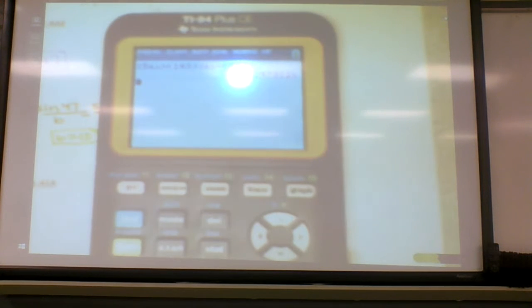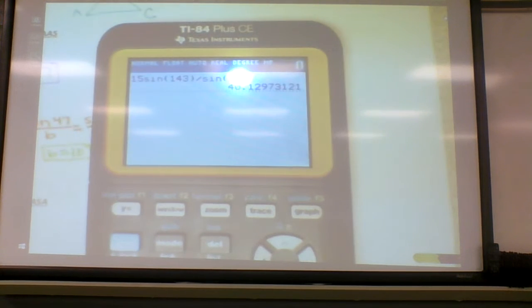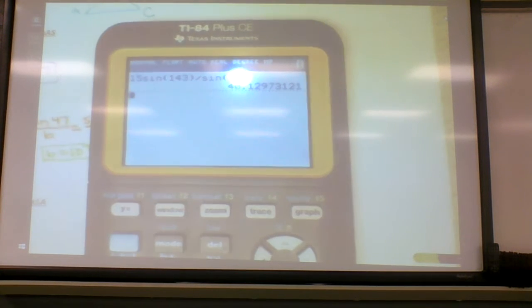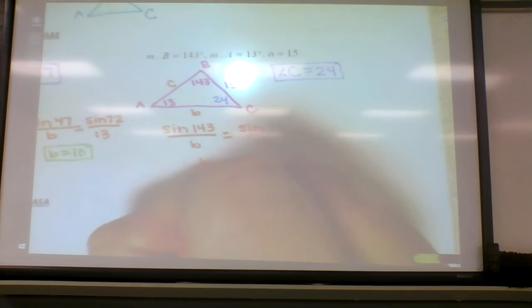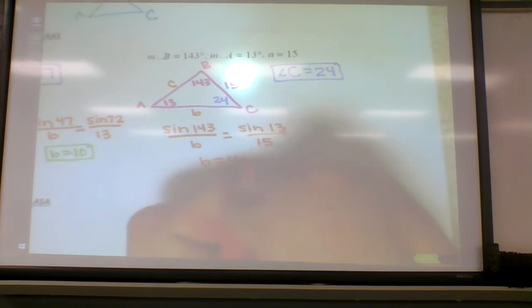So rounding to 1 decimal. It doesn't like to pick up the calculator. Rounding to 1 decimal, we end up with 40.1. So little b is equal to 40.1.